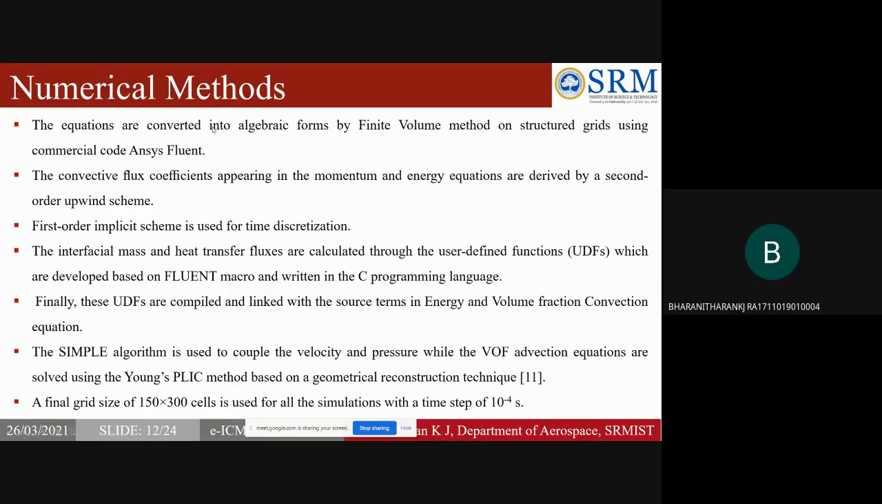So basically, finite volume method is for discretization, sir. This C coding is to add the source term, like Fluent is a commercial software. In order to add our own source codes, we need to use C programs.